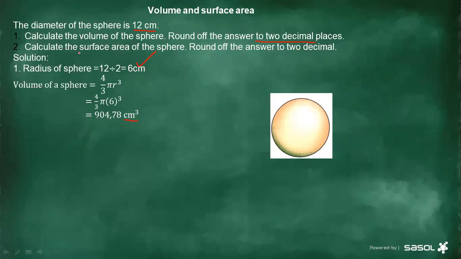Number 2, calculate the surface area of a sphere. Answer to 2 decimal places. We are now calculating the surface area of a sphere, which is 4 pi r squared. And then r is 6, and then you press your calculator, 452.39 centimeter squared. Now this one is surface area. You can see with what? Squared.